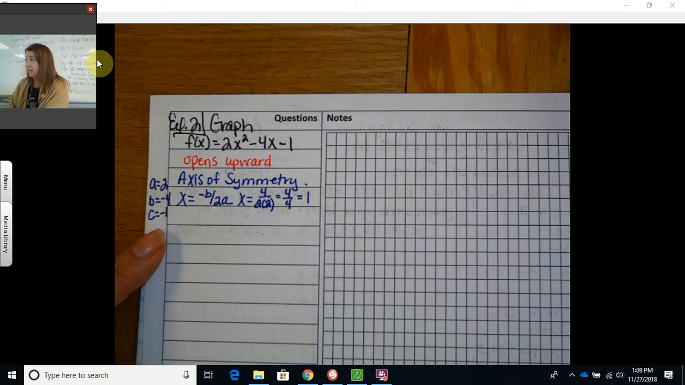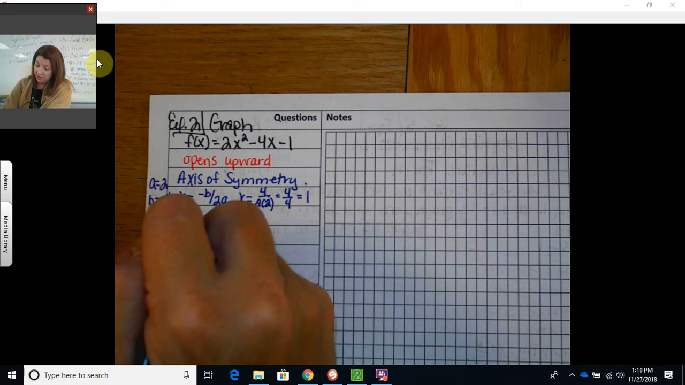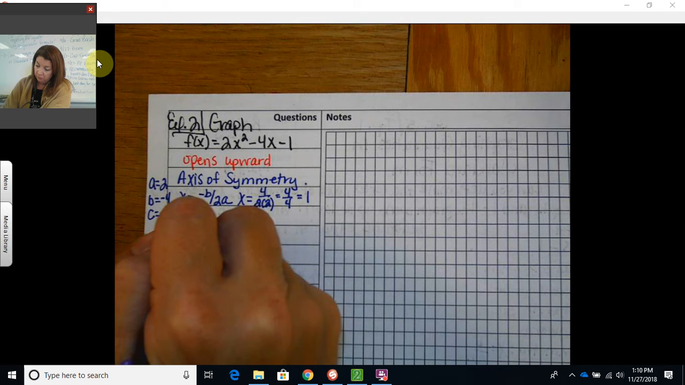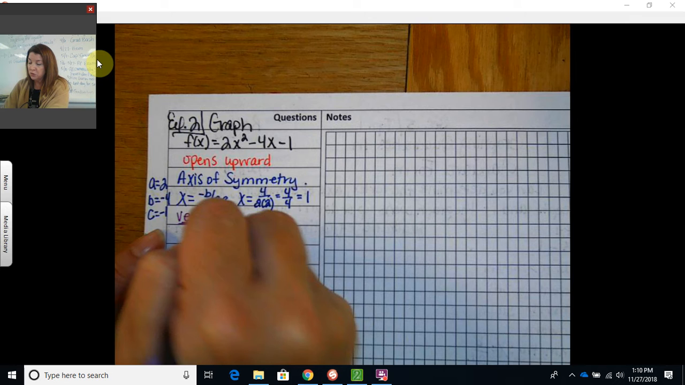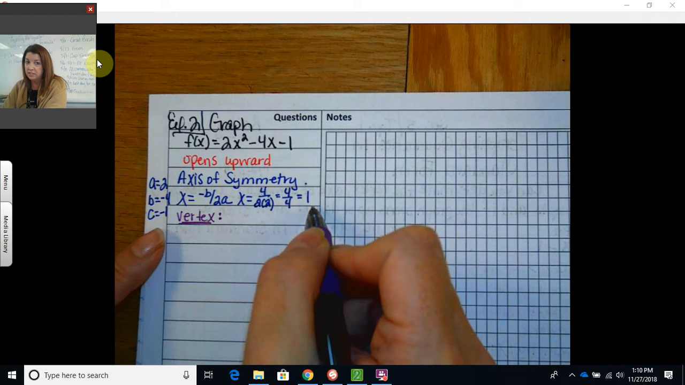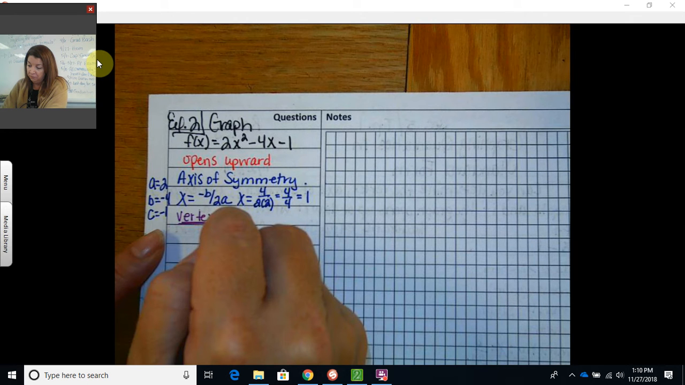It's the x value of the vertex, right? Alright, so the next thing we find is the vertex. To figure out the vertex, we already know the x value of the vertex is the same as the axis of symmetry. To find the y, take your equation, but instead of f of x, I'm going to use y.